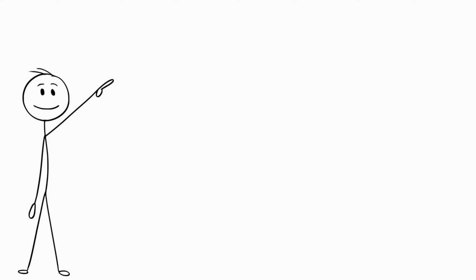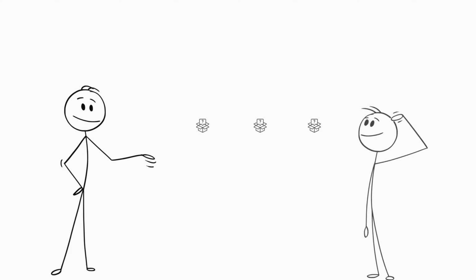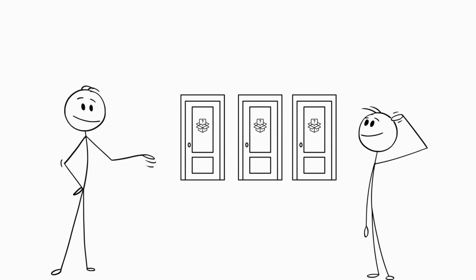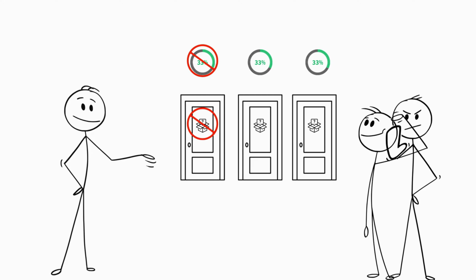Let's consider another simple example. Suppose you're at a party and there's a mystery prize behind one of 3 doors. You know that each door has an equal chance of hiding the prize. But then, a friend who knows where the prize is located gives you a hint. It's not behind door number 1.